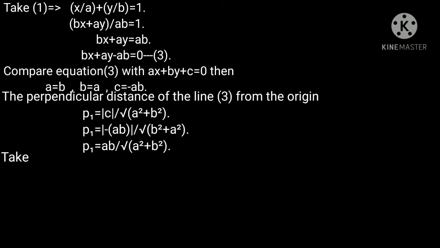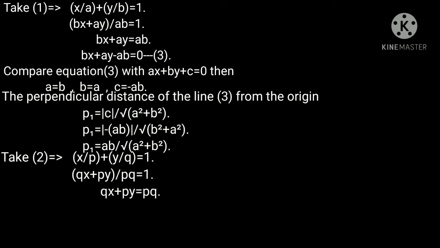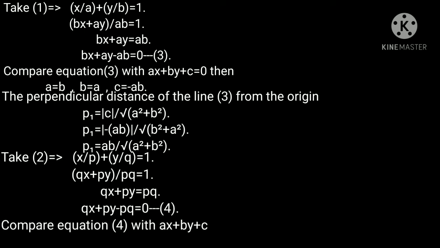Again take equation number 2: x by p plus y by q equal to 1. This equation can be written in general form. Then take pq as LCM. qx plus py by pq equal to 1. From this, qx plus py equal to pq. Finally, qx plus py minus pq equal to 0. This is equation number 4. Compare equation number 4 with Ax plus By plus C equal to 0. Then A equal to q, B equal to p, and C equal to minus pq.